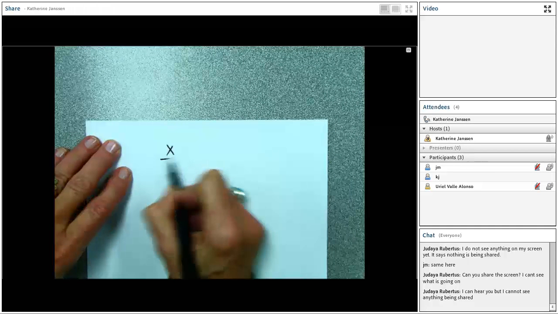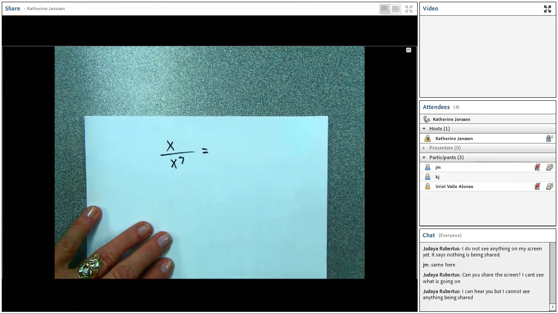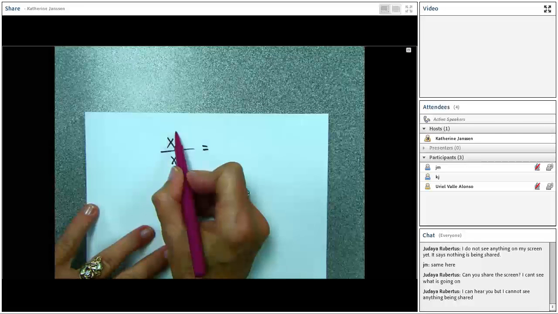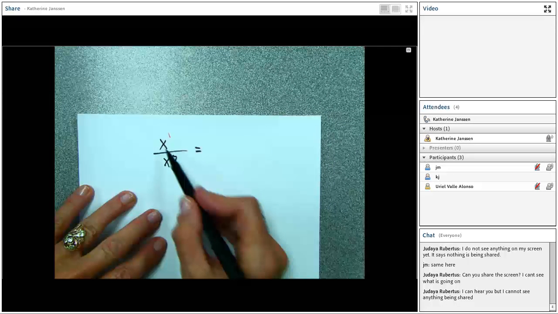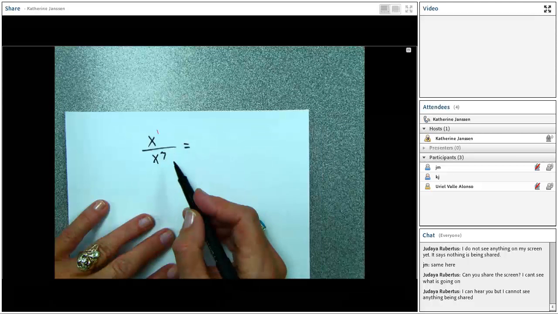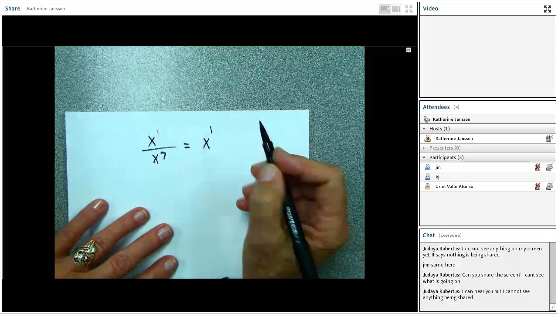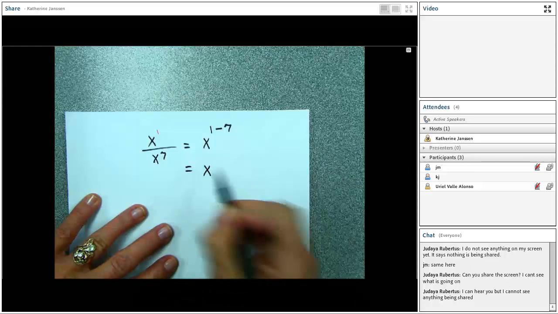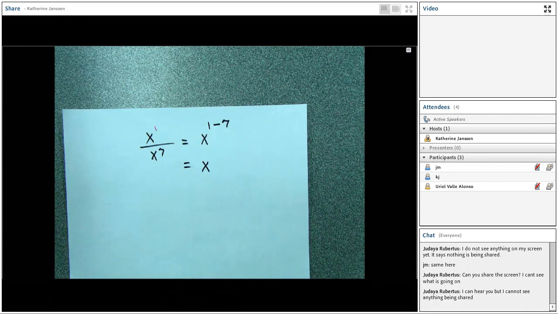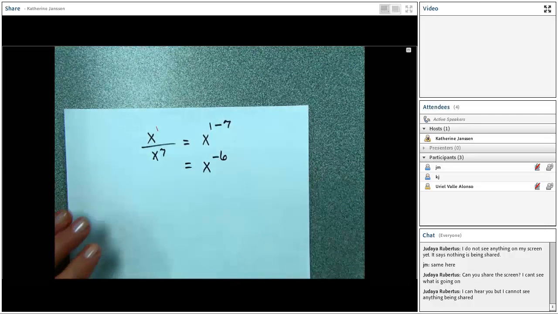And x over x to the 7th. Just remember that this is x to the 1st degree. I have the same base in the numerator and the denominator. My quotient rule holds. Keep the base and subtract from the numerator's exponent the denominator's exponent. So x is a negative 6. X to the negative 6.